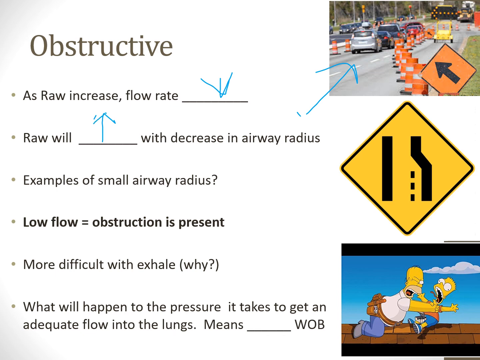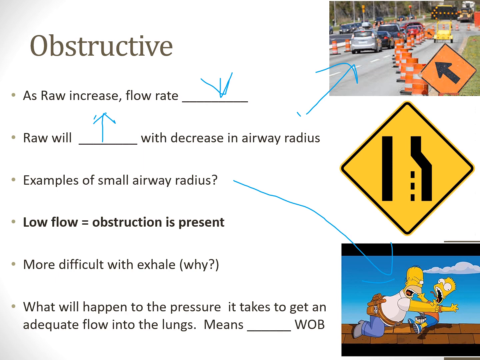So what are some examples of a small airway radius? Well, here you go. I put one down here. Choking. If there's an obstruction in there, something like that could easily be doing it, like a foreign body aspiration or external manipulation like you see in that picture. Vocal cord dysfunction would make a small airway radius. So we see with little kids, especially, inhaling foreign objects would be an option there.